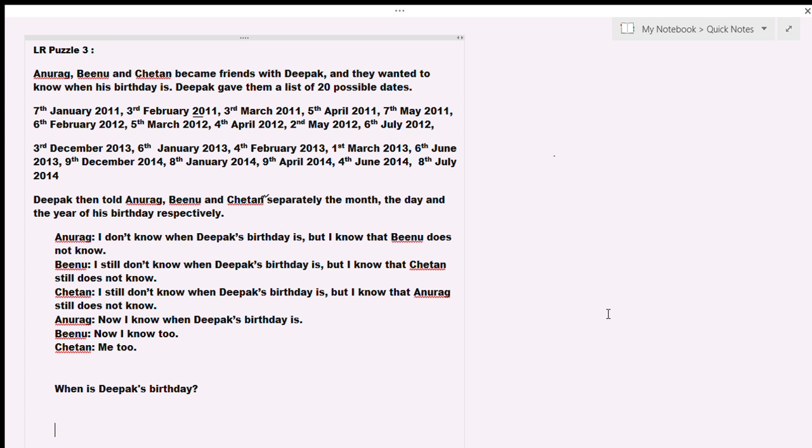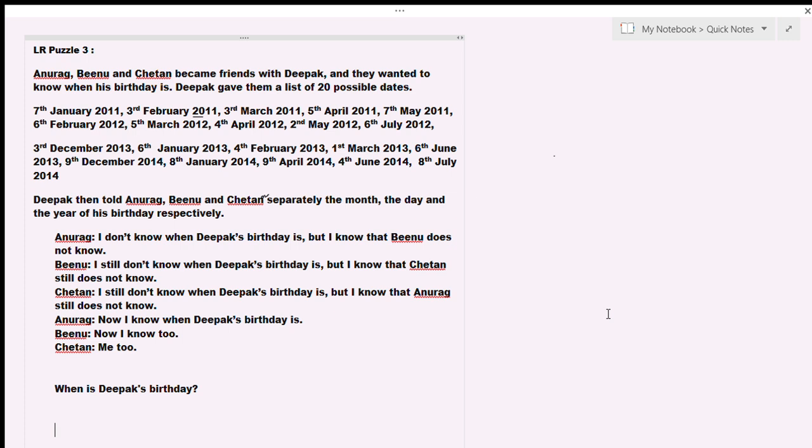Anurag, Binu and Chetan became friends with Deepak and they wanted to know when his birthday is. Deepak gave them a list of 20 possible dates. All these 20 possible dates have been mentioned. Deepak then told Anurag, Binu, and Chetan separately the month, the day, and the year of his birth, respectively. Then the following conversation took place between A, B, and C, that is, Anurag, Binu, and Chetan.